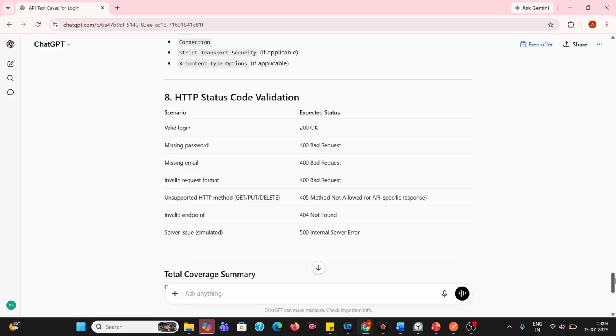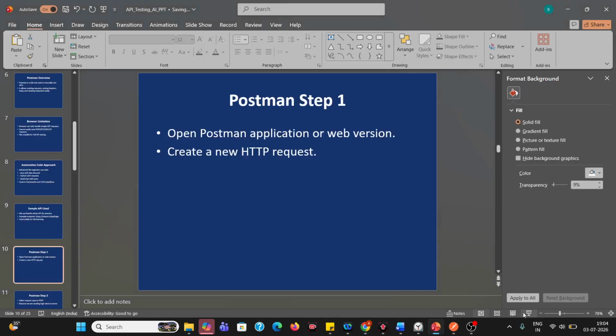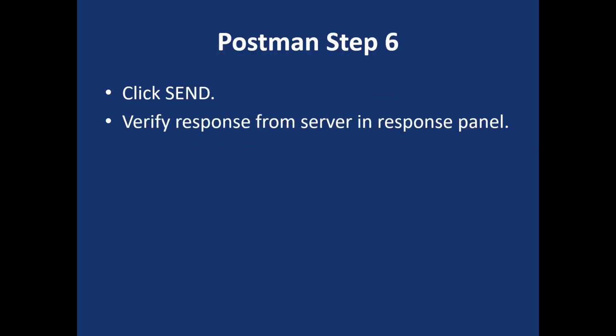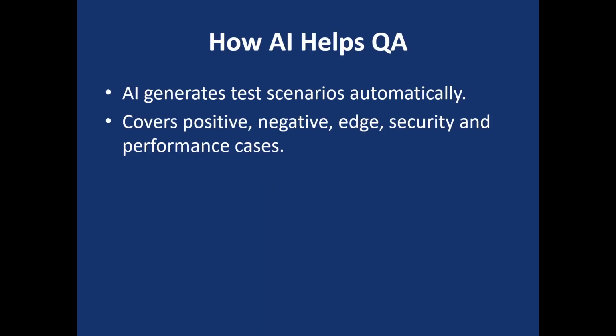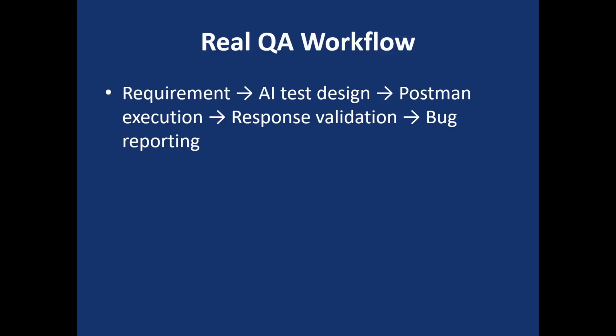So now let's understand here, team, the real QA workflow. Okay, let's understand here. So these are some steps which you already followed. The real QA workflow. So what is a real QA workflow? First, there is a requirement. Then AI generates test cases. Then Postman executes API requests. Then server returns the response. Then tester validates the result. And finally the bug report if failure.